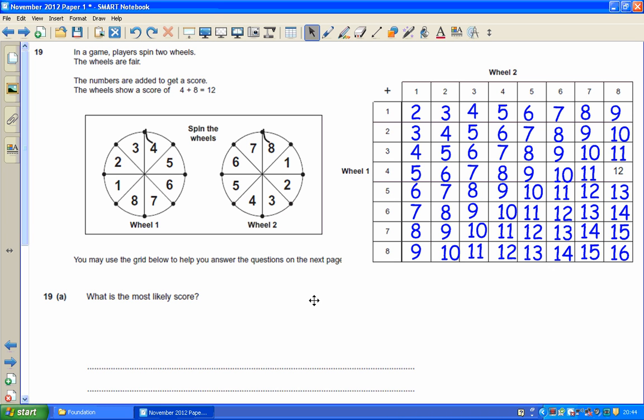Okay, so what is the most likely score? What number appears here more than any other number? We can see the number that appears most is on this diagonal here. 9, 9, 9, 9, 9, 9, 9, 9. 1, 2, 3, 4, 5, 6, 7, 8 times. So 9 is the most likely score.